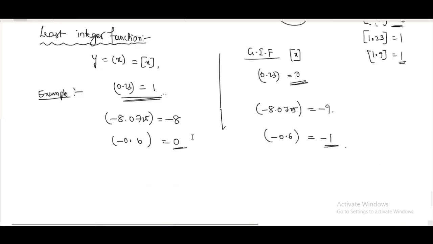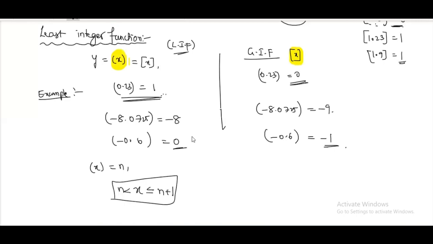How can we compare the GIF, greatest integer function, and the LIF, least integer function? We should remember clearly that the greatest integer function is denoted with the box of x, closed brackets of x, and the least integer function is denoted with open brackets of x. These are the differences. Symbolically, if the least integer function of x is equal to n, then n minus 1 is less than x, which is less than or equal to n, where n belongs to integers.